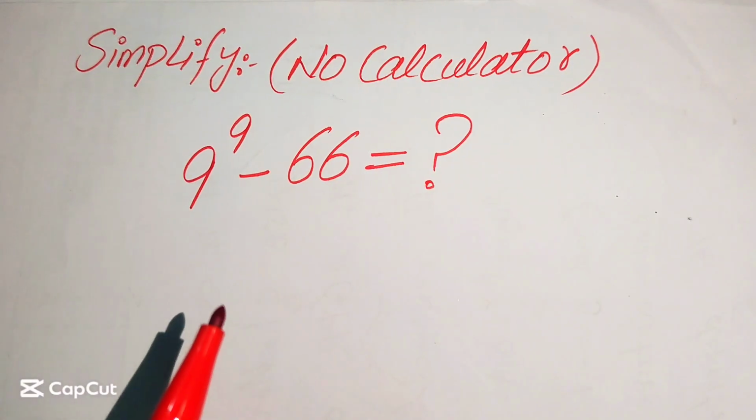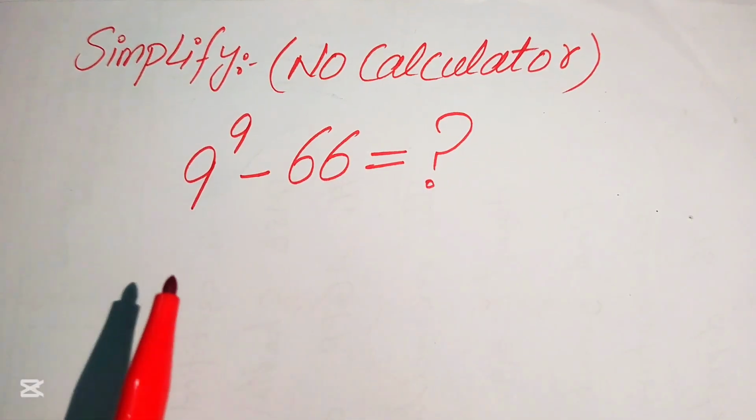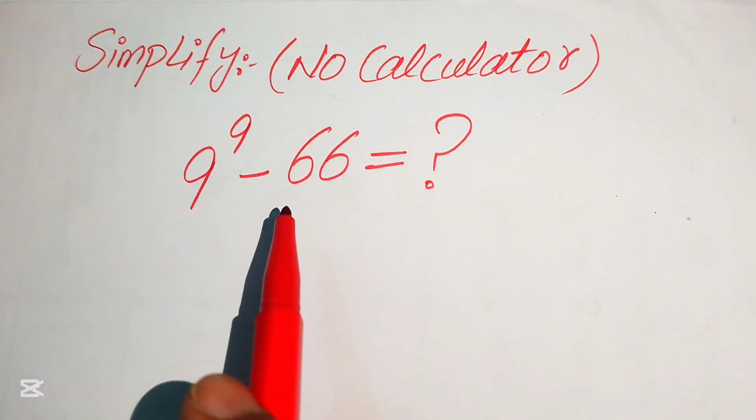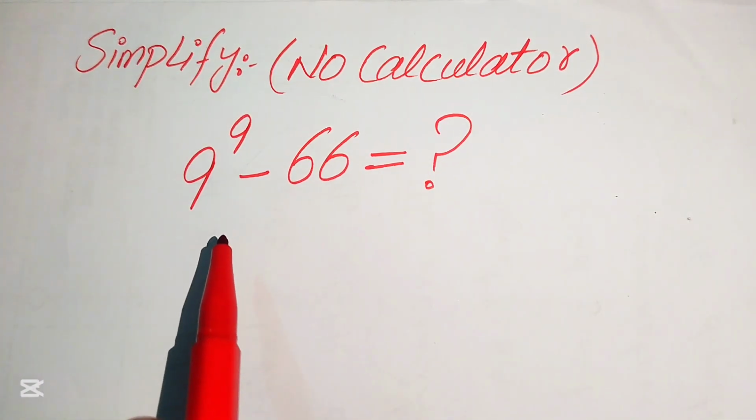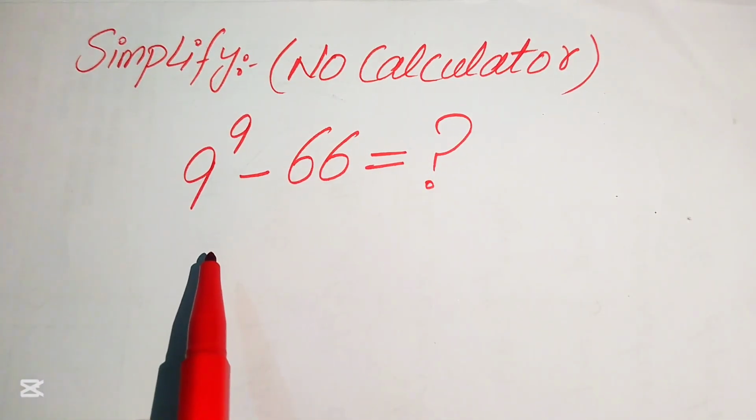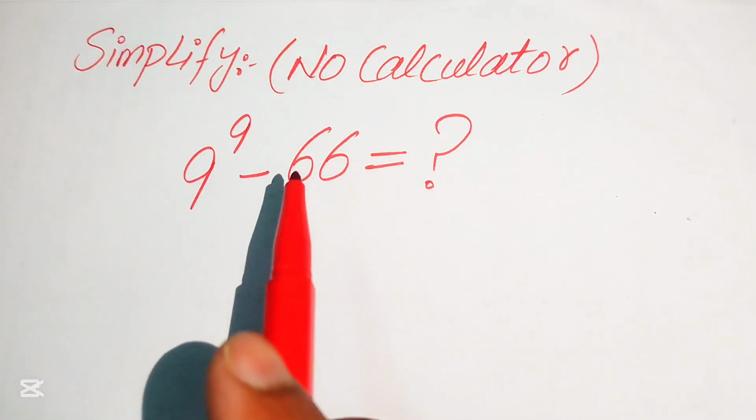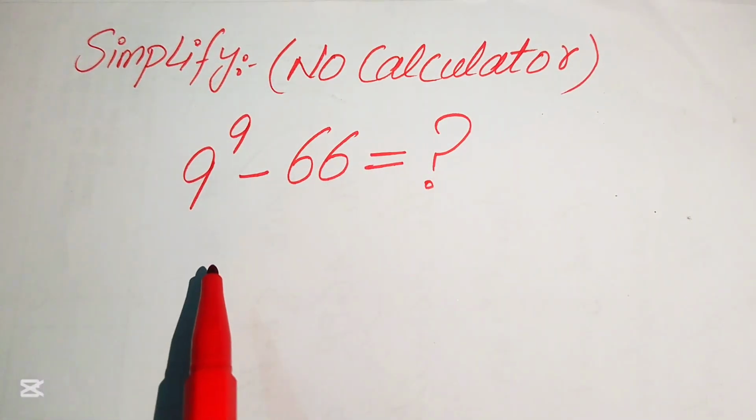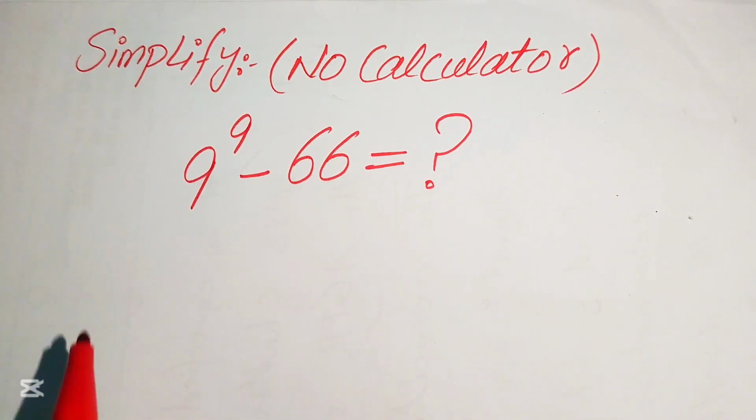Hello everyone, how to simplify this nice algebraic expression. If we have 9 to the power of 9 minus 66, we write this algebraic expression into the simplified form. But remember one thing: a calculator is not allowed in this problem. We will show all of the working here, okay?